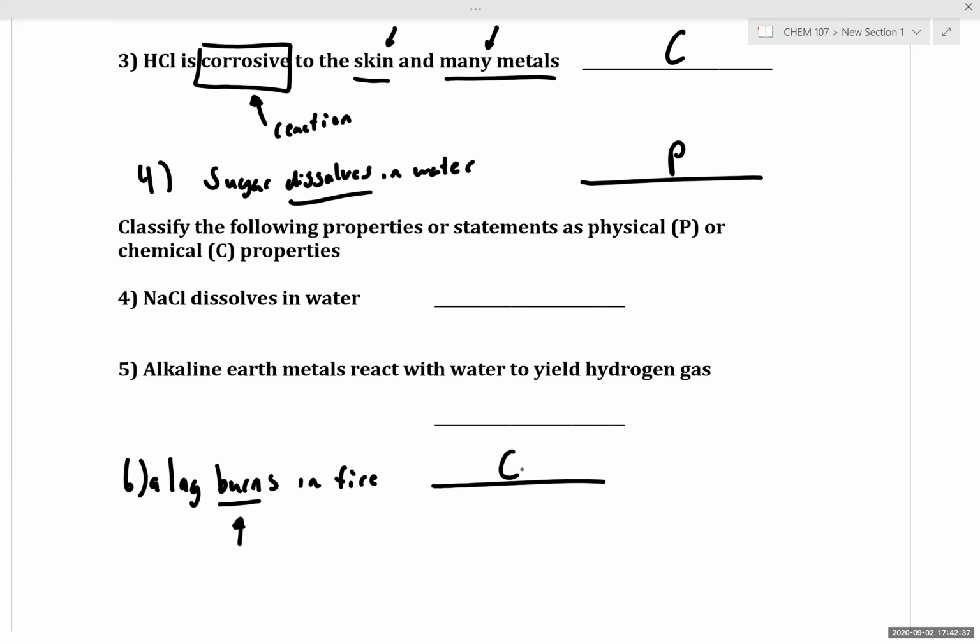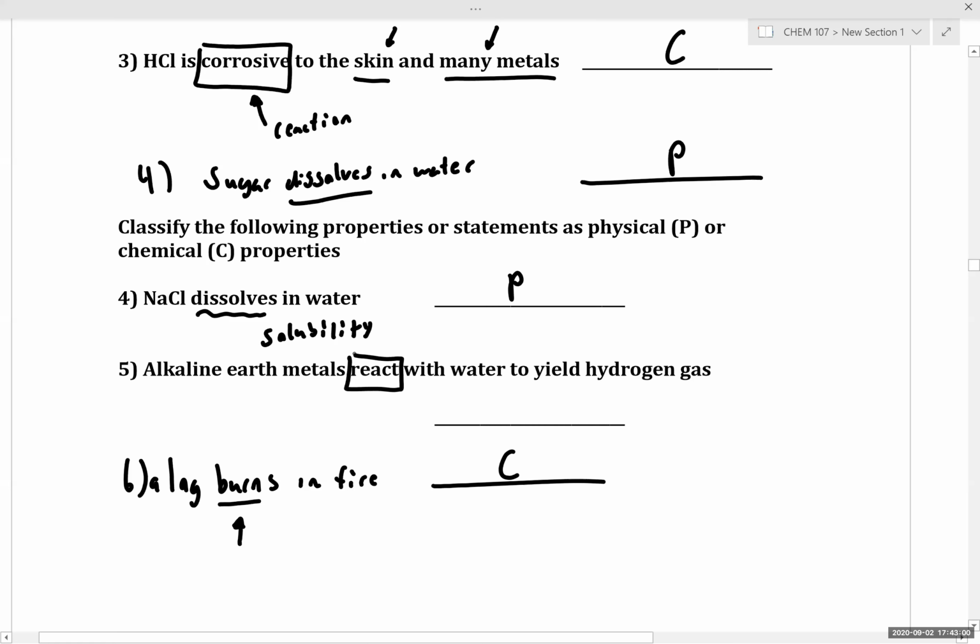So let's discuss. Sodium chloride dissolves in water. Dissolves tells us we're dealing with solubility. Is that a physical or chemical property? As I see overwhelmingly in the chat, it's a physical property. Alkaline earth metals react with water. We see the keyword react. Is that a physical or chemical signpost? Are we dealing with a physical or chemical property?